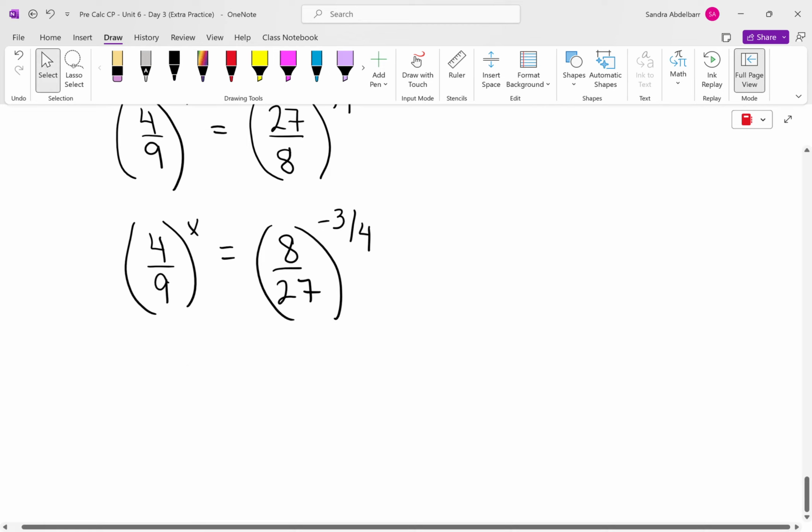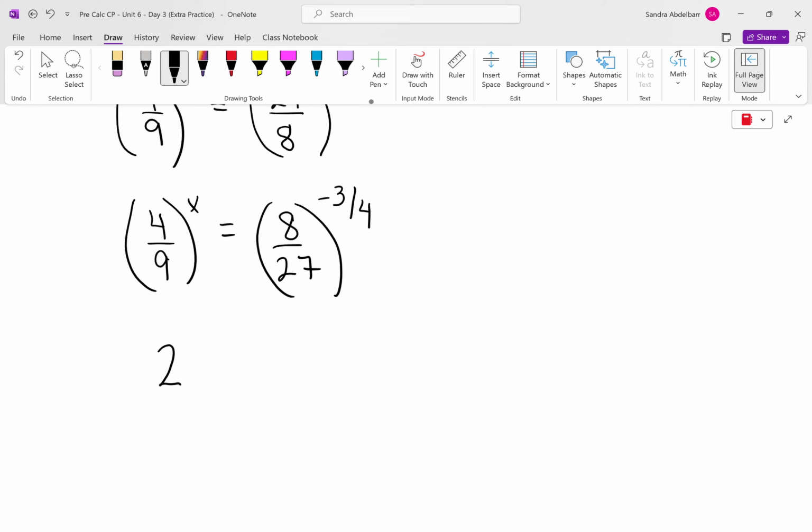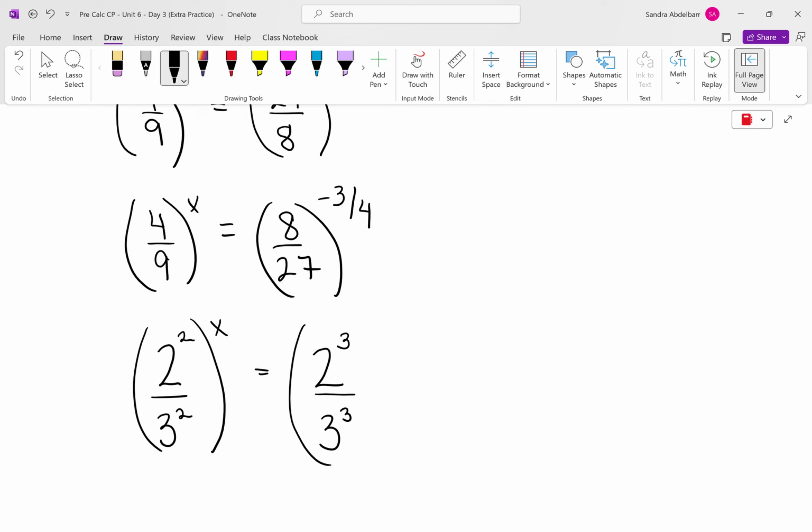Now we're going to change into bases of 2 and 3. So we're going to have 2 over 3 to the second raised to the x. I'm going so slow, step by step here. Everybody okay with what I wrote there? Yeah? Okay, over here, I'm going to have 2 to the 3rd over 3 to the 3rd raised to the negative 3/4.